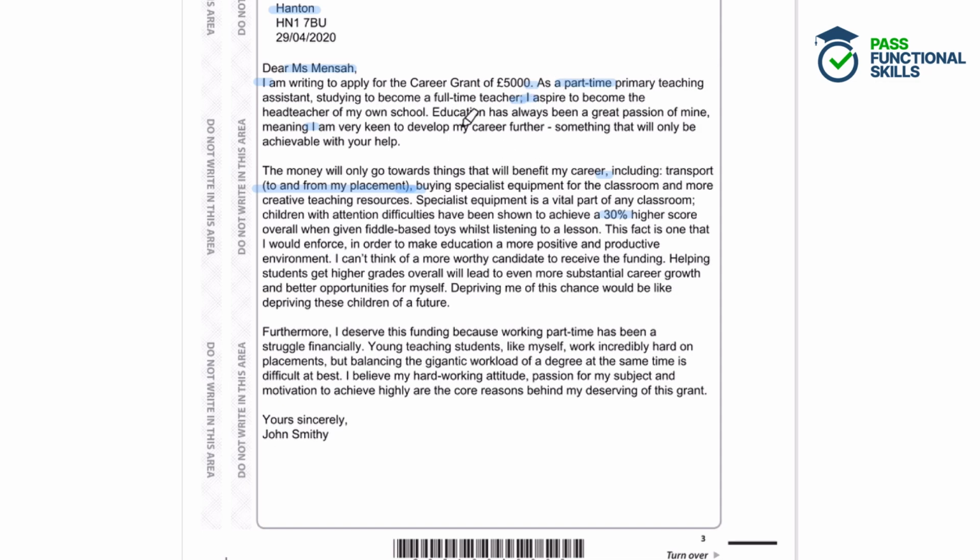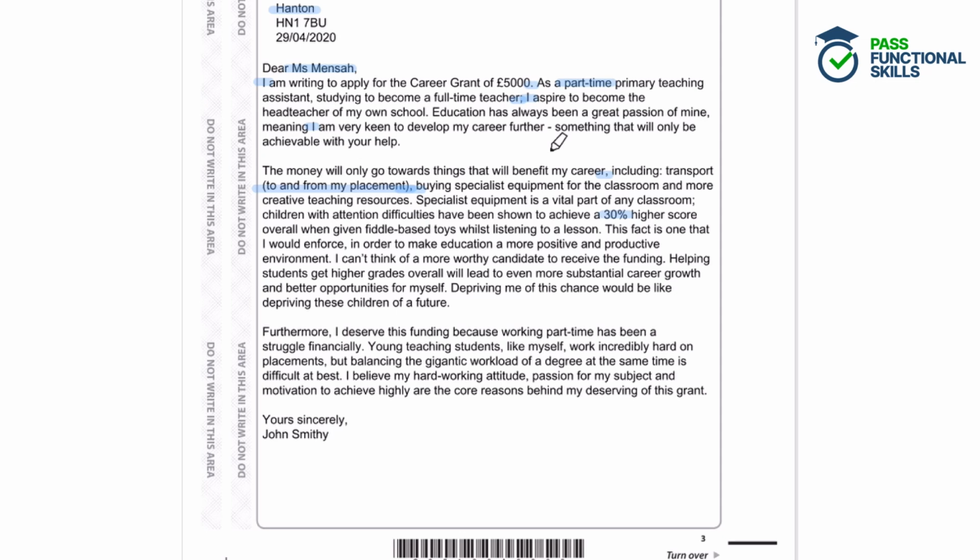If that did make sense on its own, if they said, I am a part-time primary teaching assistant studying to become a full-time teacher, then it would be relevant to use a semicolon. If you're not sure how to use a piece of punctuation, don't be including it in your answers because you might lose marks.